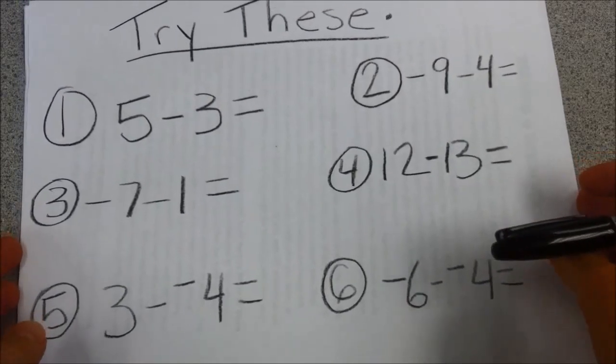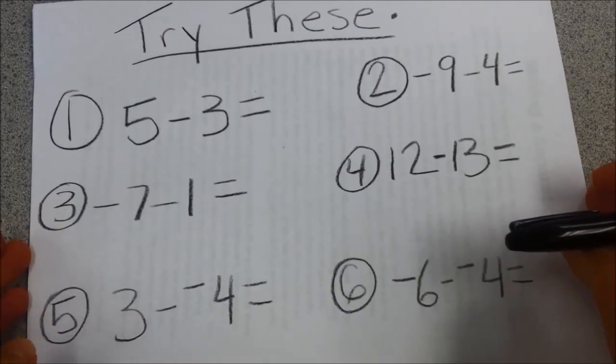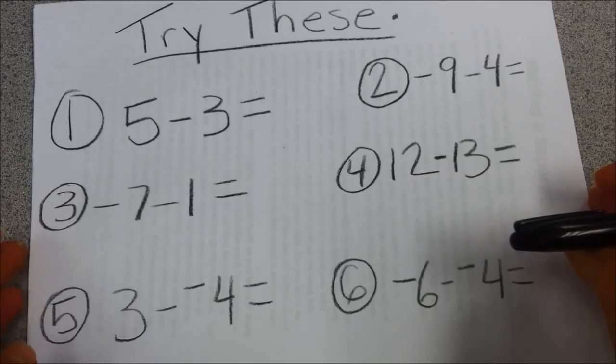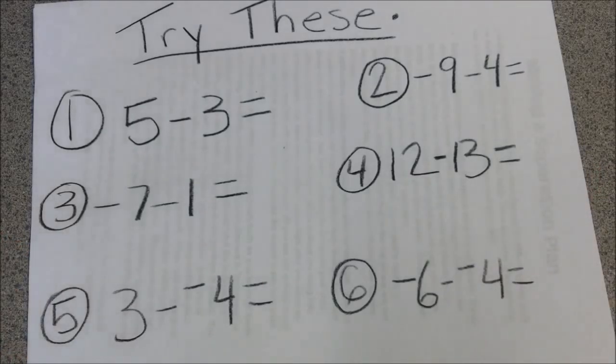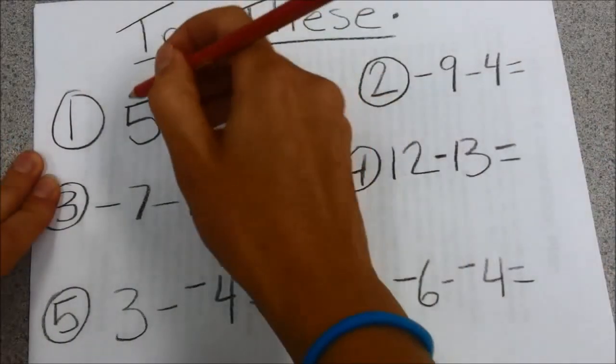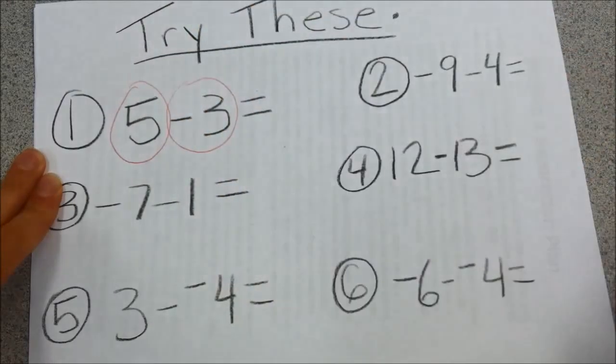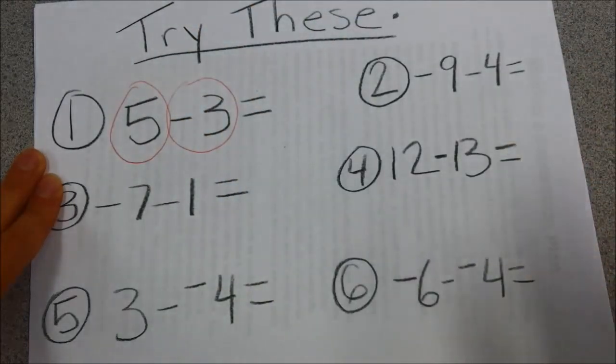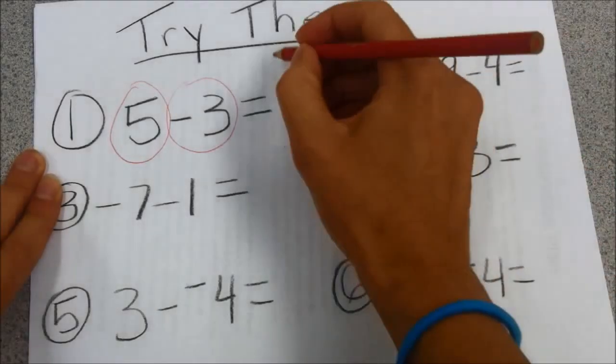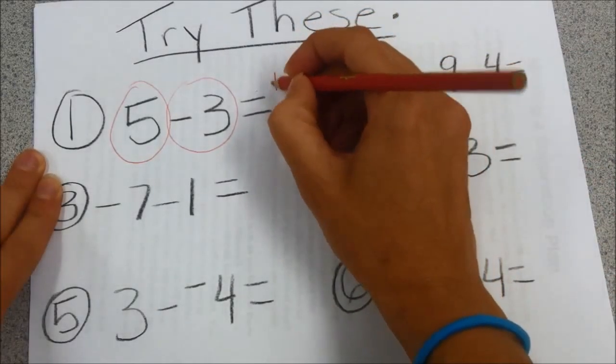Take a minute and pause the video here and go ahead and try these out. Okay, 5 minus 3. You should have circled the 5 and the -3. When you put those two together, you have 5 dogs, 3 cats. 3 of those dogs will chase off 3 of the cats, and you'll be left with a +2.